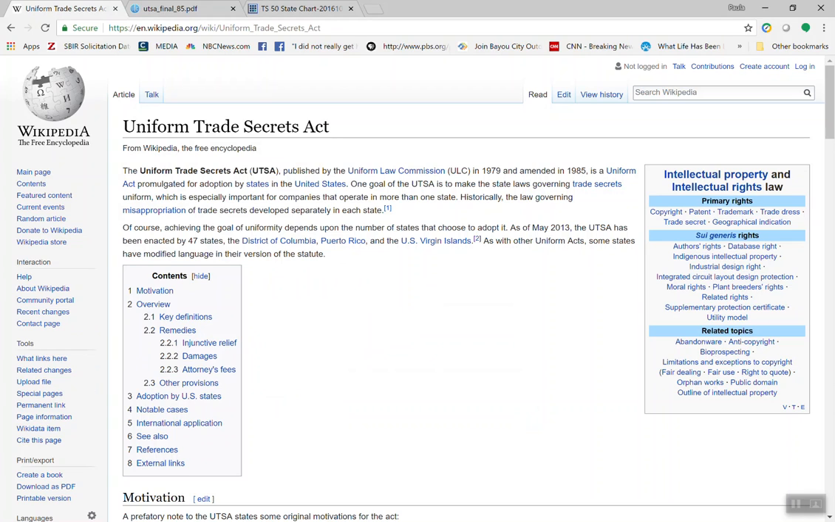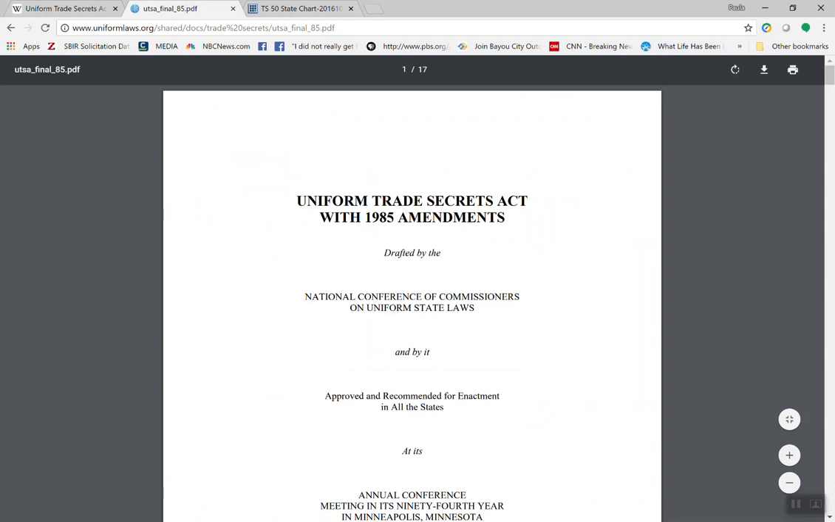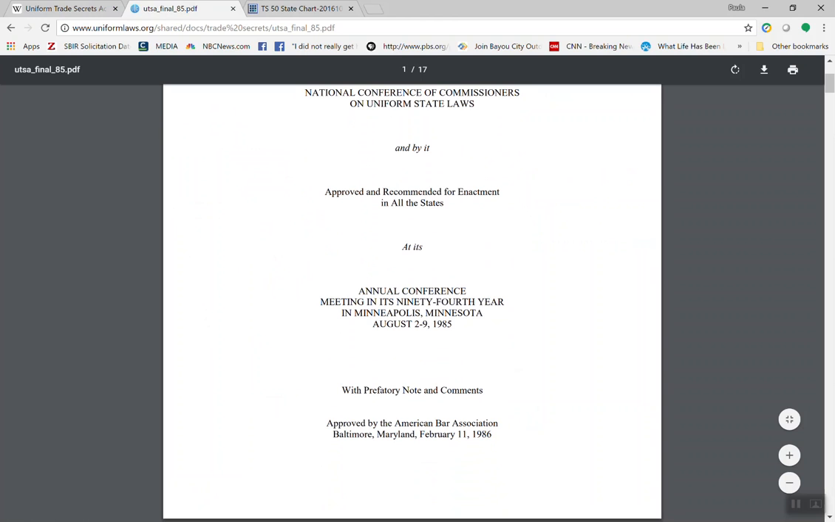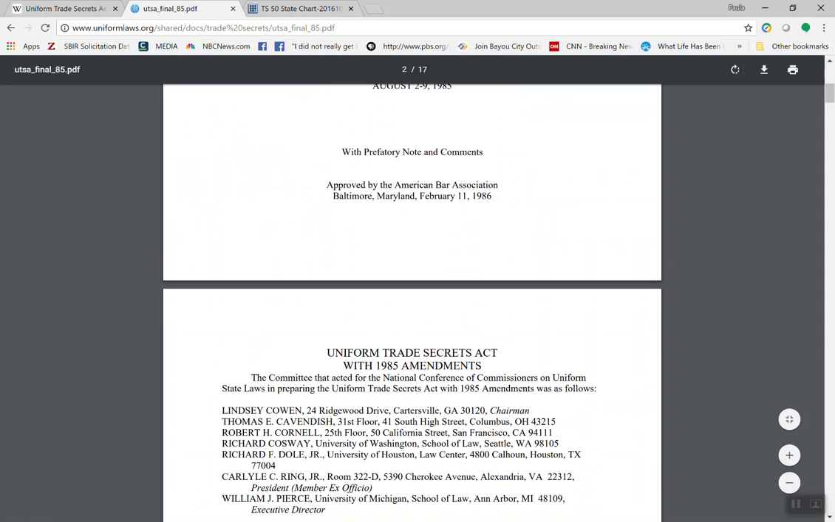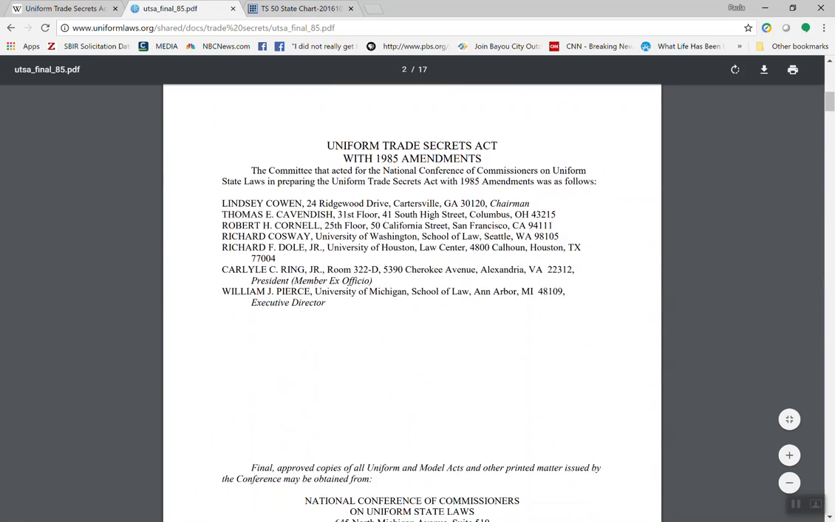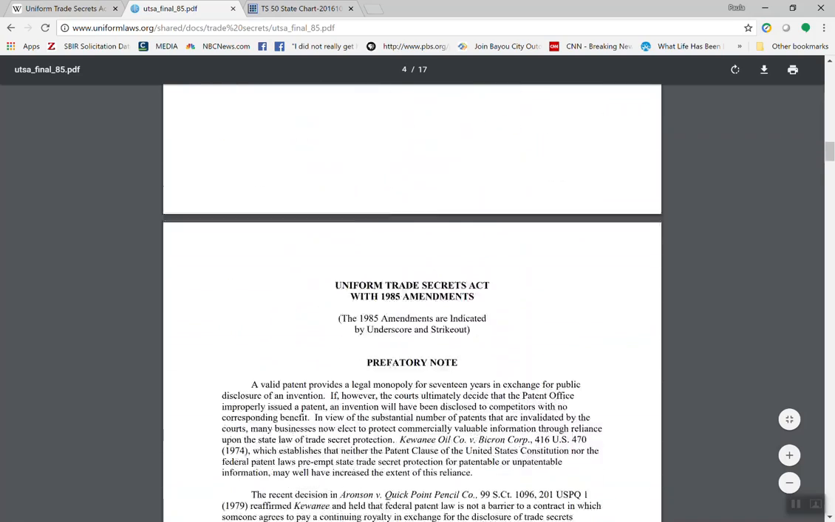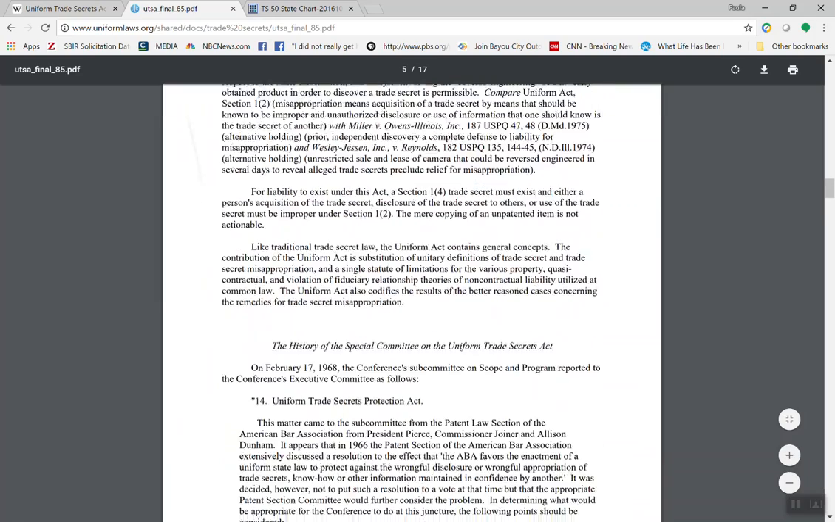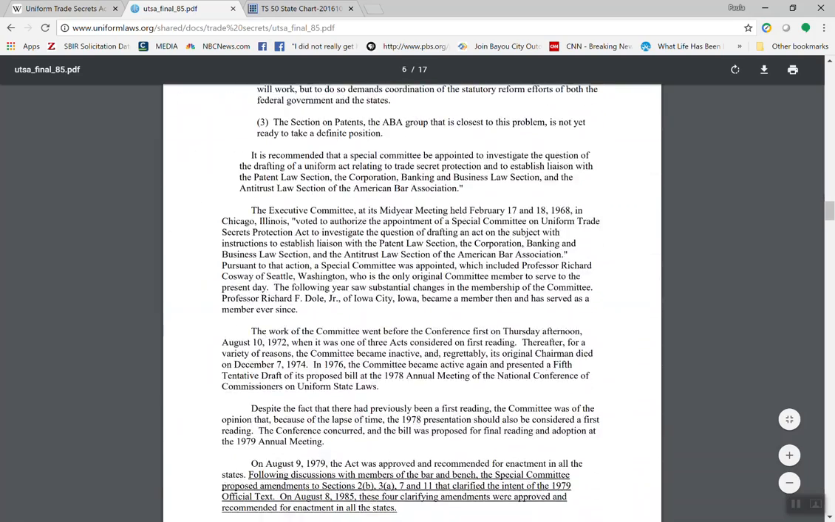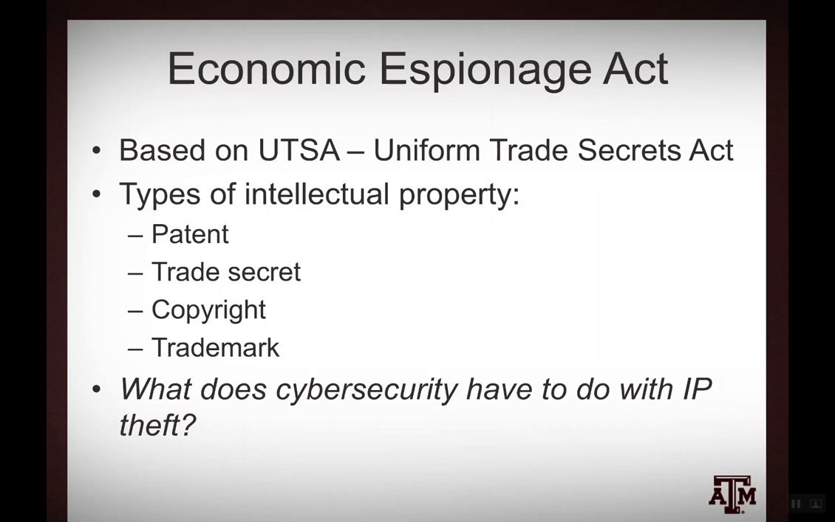Let me give you an idea of how this is done, because it's important that you know when something is out there whether it's really law or not. Here's the original document drafted by the National Conference of Commissioners on Uniform State Laws. It's 17 pages, done at the annual conference, and approved by the American Bar Association. It says, look, if you were going to put in a Trade Secrets Act, this is what it would look like: these are the definitions and the like. And one of the things you'll notice the book says is that the Economic Espionage Act uses the UTSA's definition of trade secret.